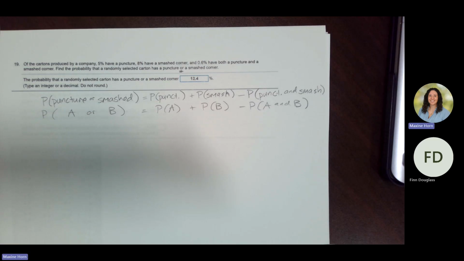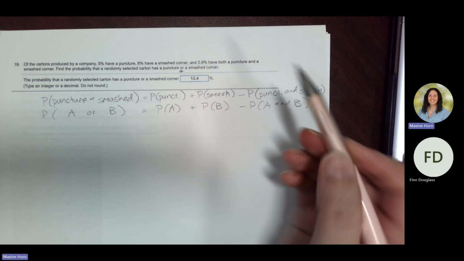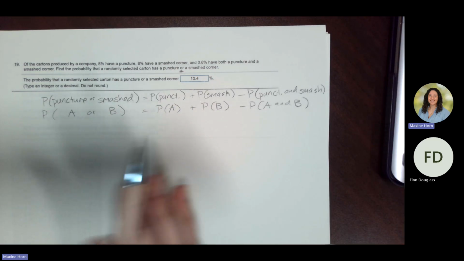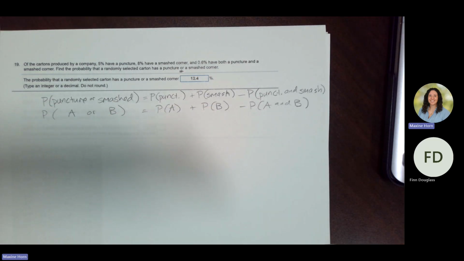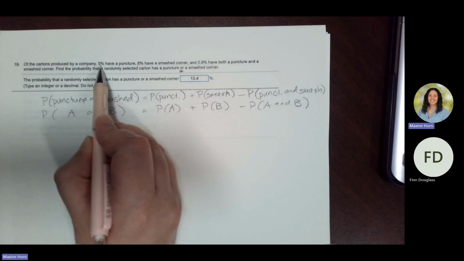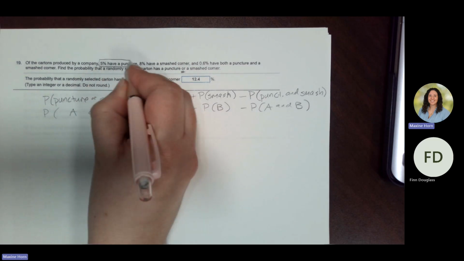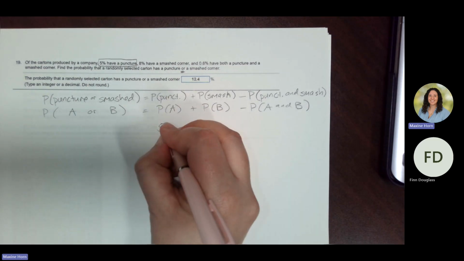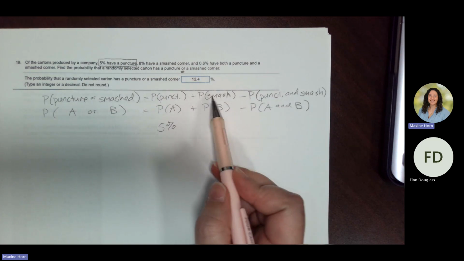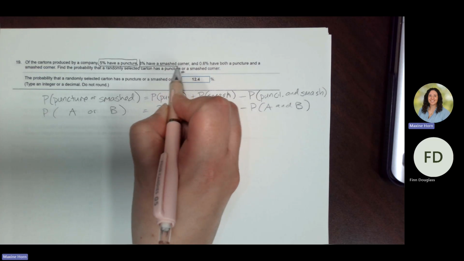I see that they want our answer to be in percentage form, not decimal form. So I'm not going to convert these percentages to decimals. I'm going to leave them as percentages. The probability that it's punctured, well, they said that was 5%. What's the probability that they have a smashed corner? That's 8%.